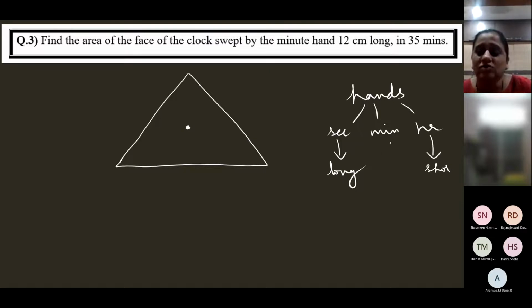But listen carefully, if the question is talking only about the minute and the hour hand, then the hour hand is the short hand and the minute hand is the long hand. If they say the long and the short hands of the clock, when they're talking only about two things, they're referring to the minute hand as the long hand and the hour hand as the short hand.